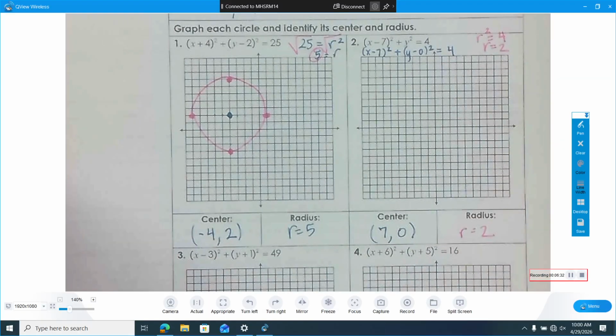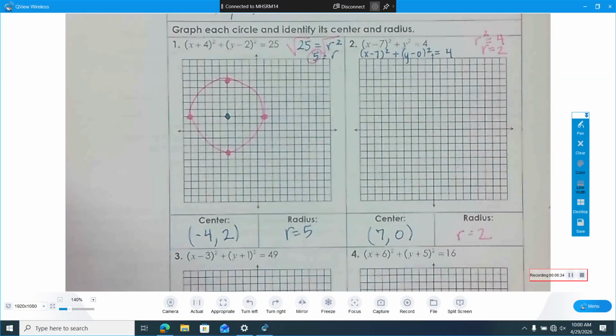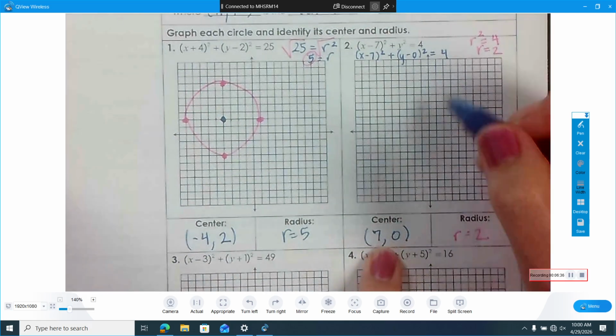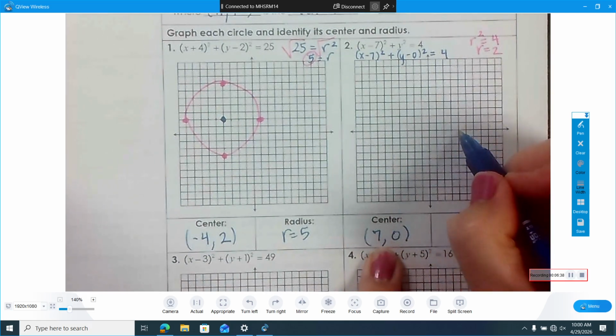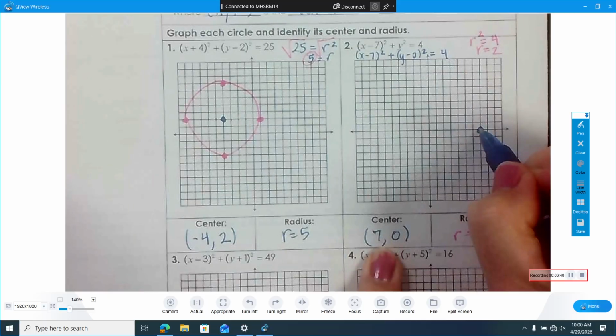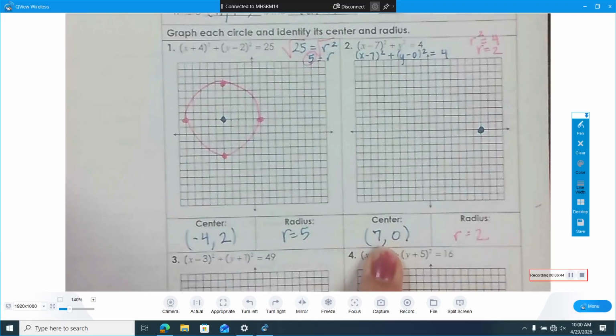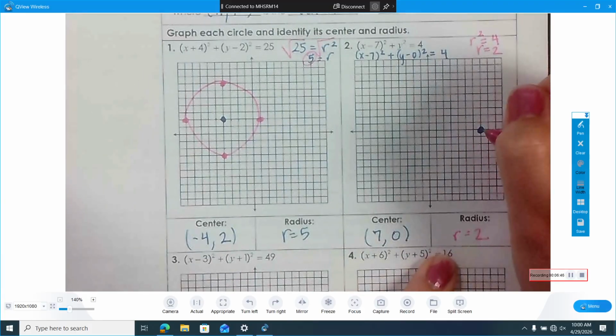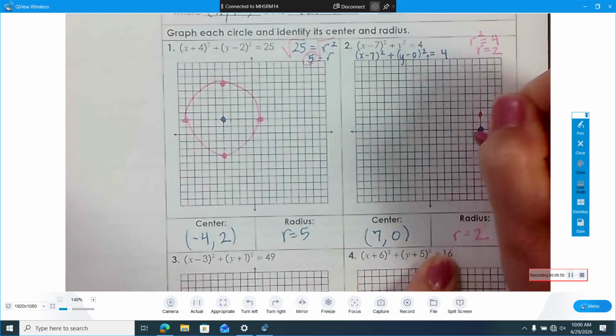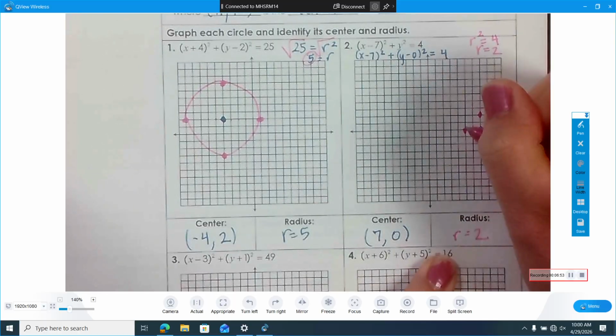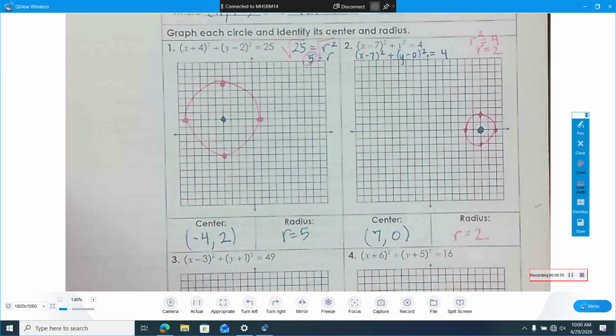All right. So once again, I'm starting with my center point at (7, 0): 1, 2, 3, 4, 5, 6, 7 to the right, up none. So there's my center. And then my radius is 2. So I'm just going to count 2 units up, right, down, and left of center. And then you can plot your circle.